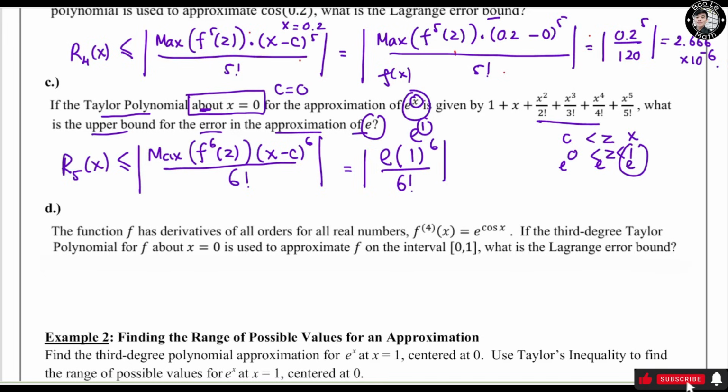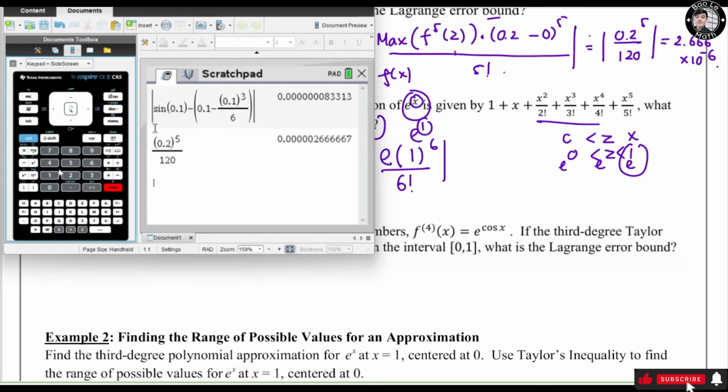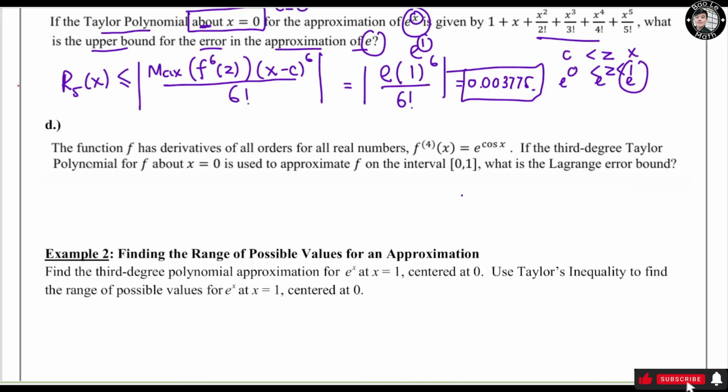And then you're going to pull up the calculator. 1 to the power of 6 is going to be 1, so you have e only raised to the first. Then you divide by 6 factorial, pick the factorial, and press Ctrl Enter. The answer is 0.003775. Now let's move on to question D.